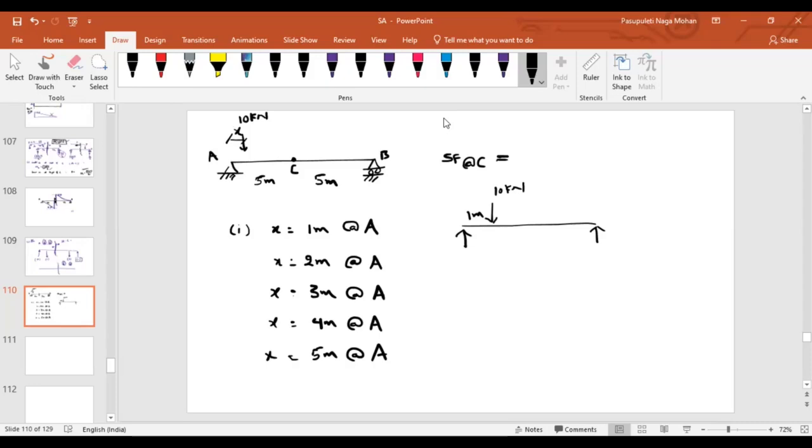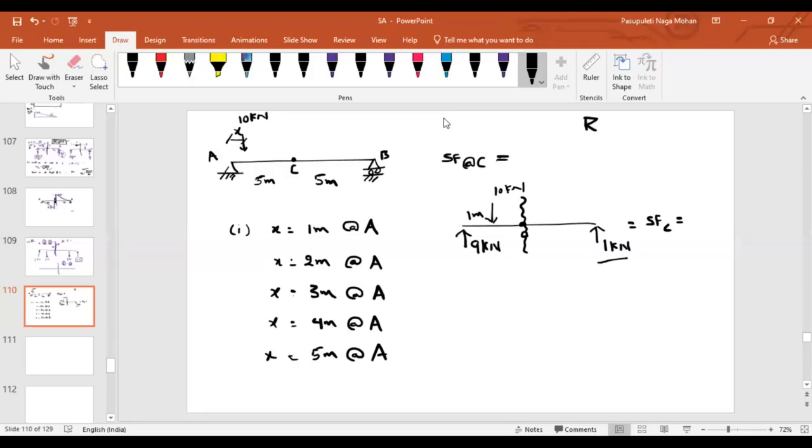Reaction at A, 9 kilonewton, reaction at B, 1 kilonewton, right? What about the shear force at midpoint then, in this case? What is the shear force at point C? You can look into the right side or you can look into the left side. If I look into the right side, how many forces are there? 1 kilonewton. What is the sign convention?